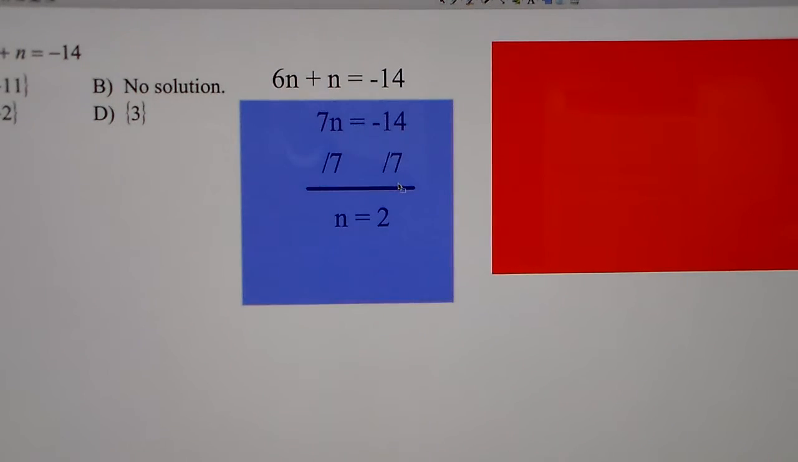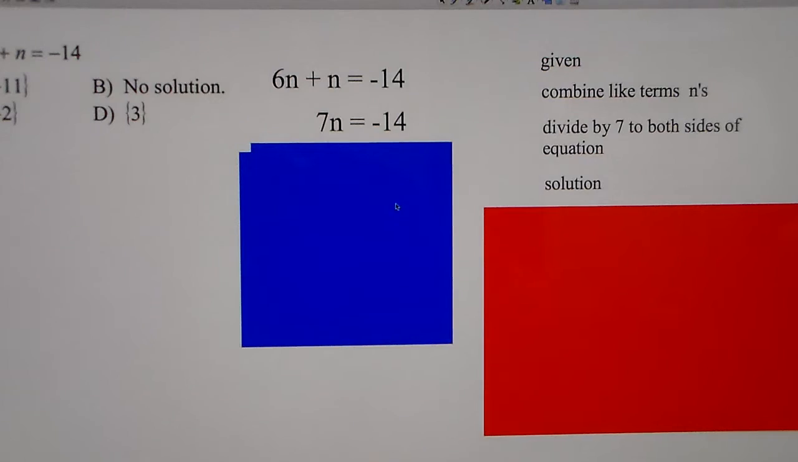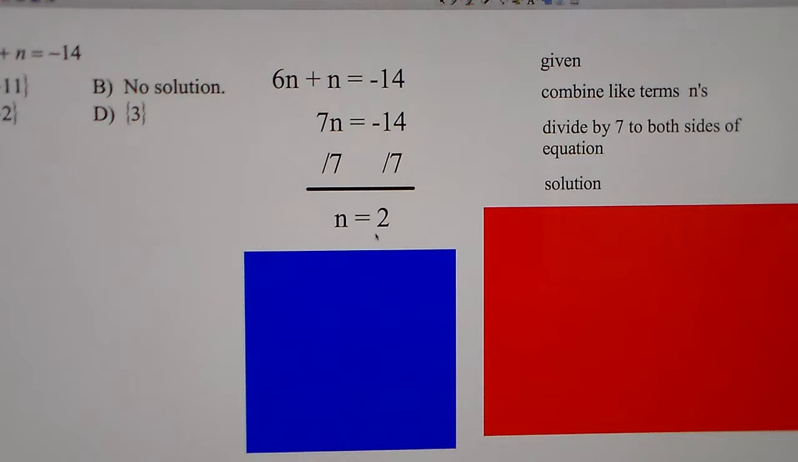Number 12, 6n plus 1n gets you 7n. So we combine our like terms. We then divide by 7 to both sides. And then we get n equals 2.